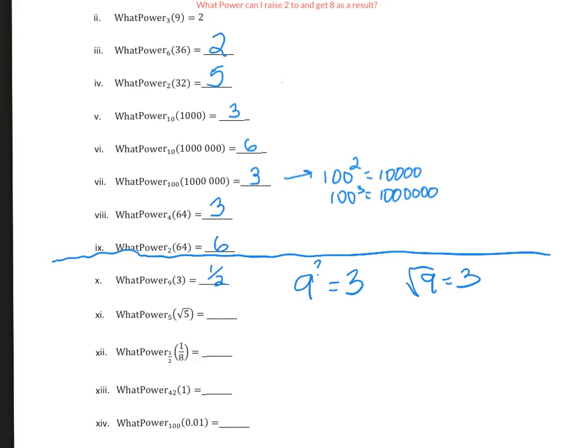So again, what power can I raise 5 to get radical 5? And again, the answer is 1/2. What power can I raise 1/2 to get 1/8? Well, I know that 2 cubed is 8. So if I can raise the 1/2 to a cube, I will also get 1/8. So that answer is 3.